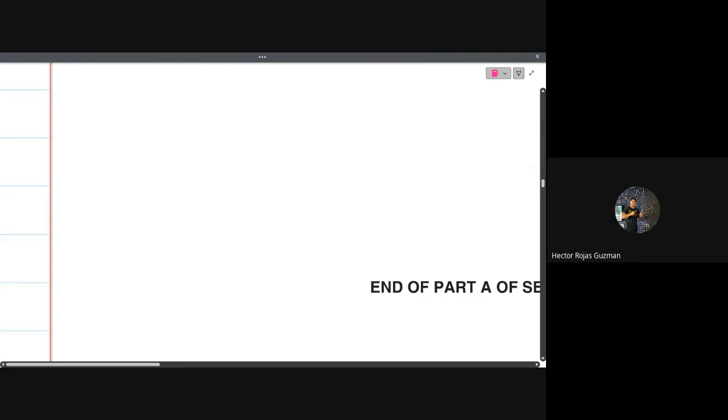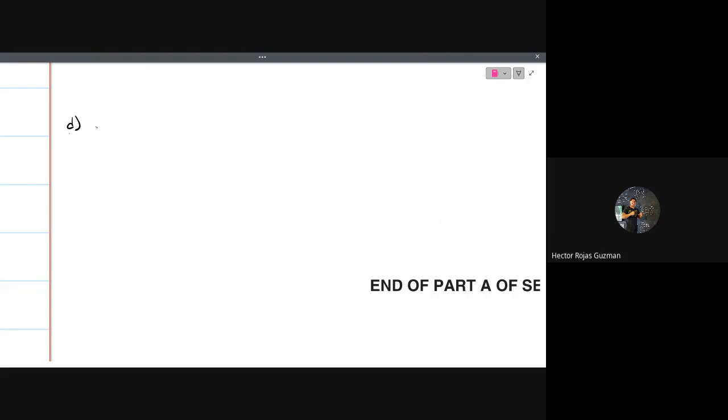D. A second particle also moves along the x-axis, and here's the position of the particle. And it's also moving from 0 to 3.5.